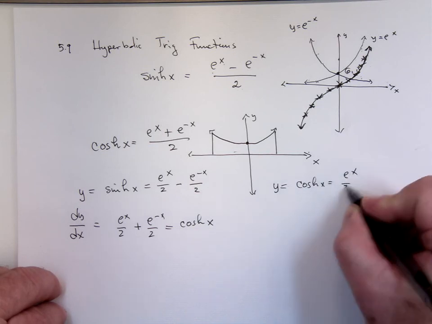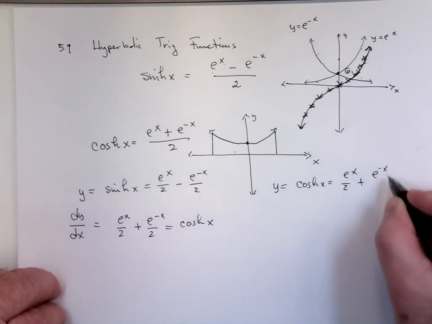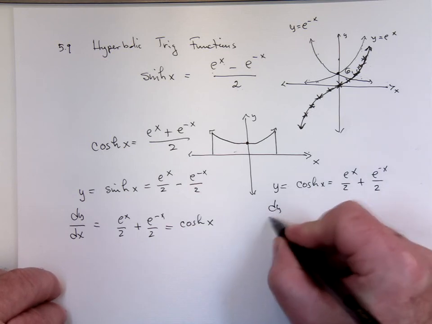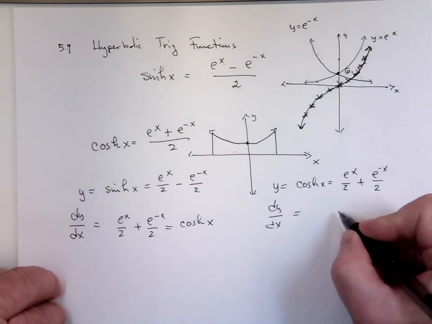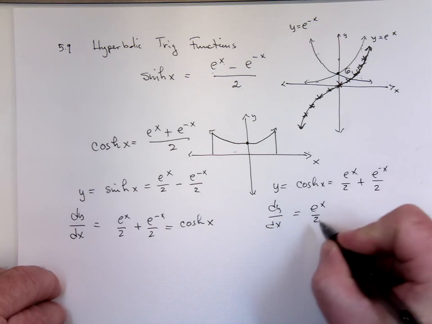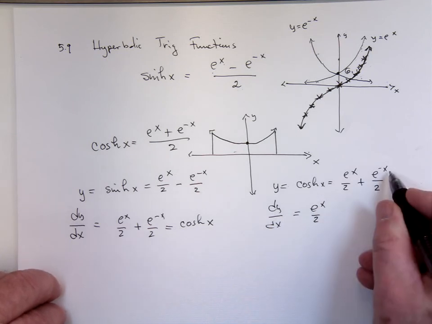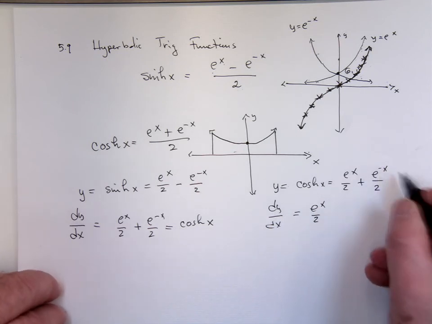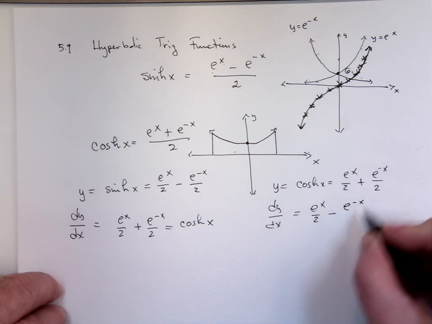Take the derivative. The derivative of e to the x over 2 is e to the x over 2. The derivative of e to the opposite of x over 2 is e to the opposite of x times a negative 1. And what is this equal to? Sinh.